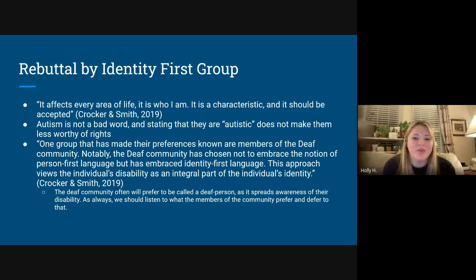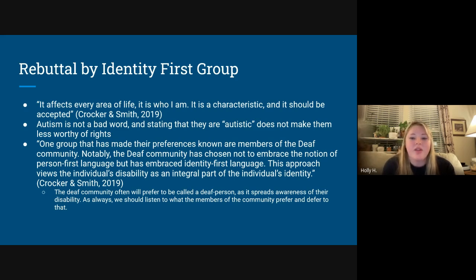While autistic individuals are human first, and that should be recognized, of course, they also have a diagnosis that affects every part of who they are, and that should also be recognized. According to Crocker and Smith, it affects every area of life. It is who I am, it is a characteristic, and it should be accepted. That being said, autism is not a bad word, and stating that they are autistic does not make them less worthy of rights. Society may have pushed this upon autistic individuals, but they can reclaim being called autistic while still demanding the rights they deserve.